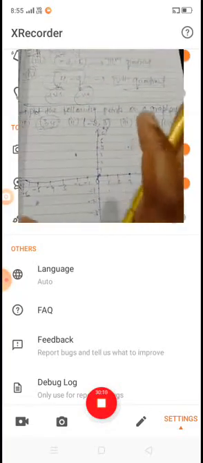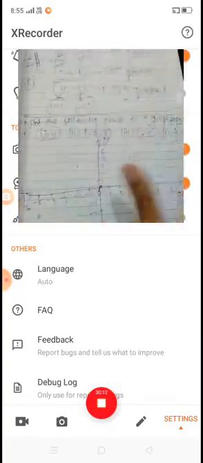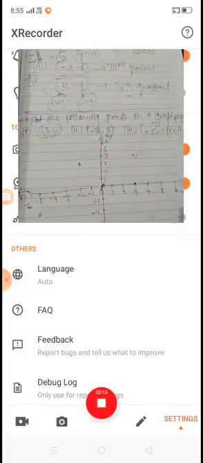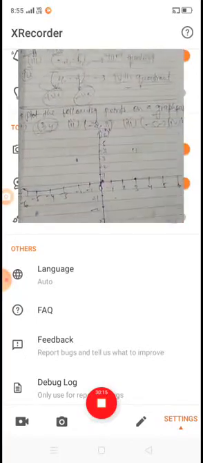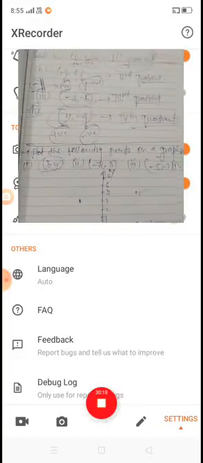Okay, so dear students, this chapter is closed. This is a very small chapter, so you solve all the questions of your NCERT exercise. Thank you.